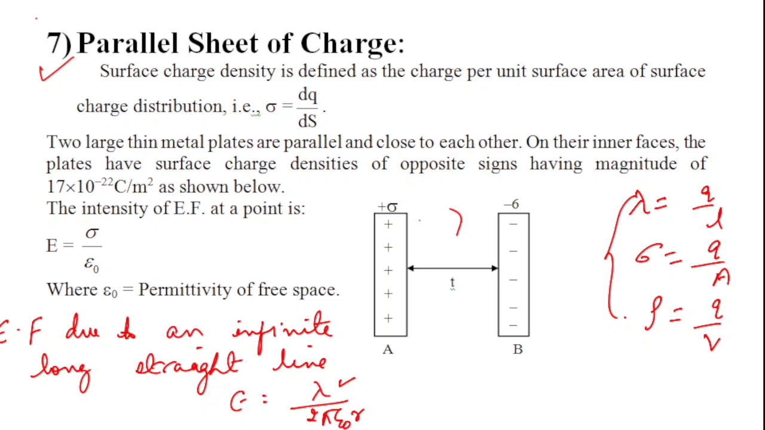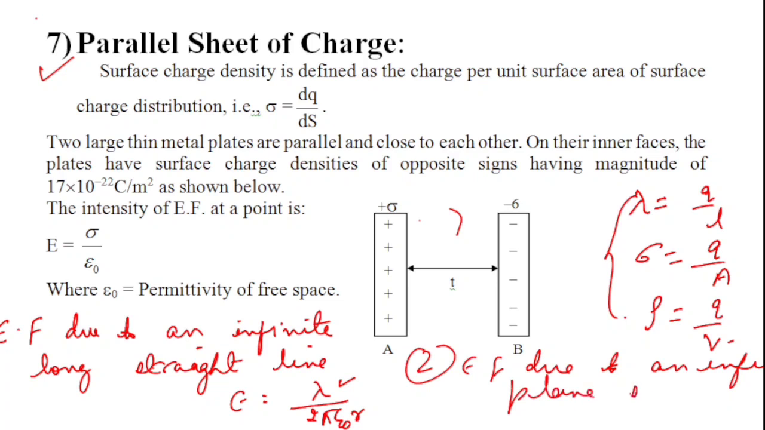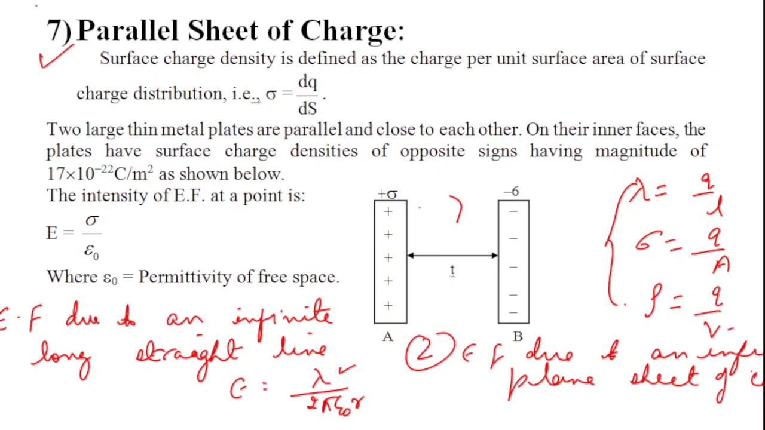So here there is another application of Gauss theorem. First one is infinite long straight wire. Second one is electric field due to an infinite plane sheet of charge. And you know what is the value of electric field due to an infinite plane sheet of charge? Yes, E equal to, here we use surface charge sigma by 2 epsilon naught.